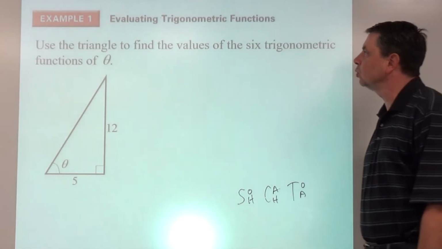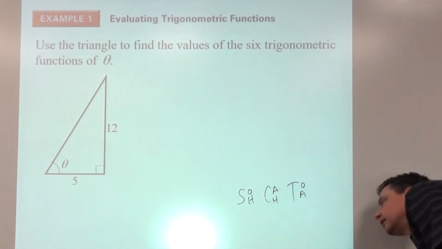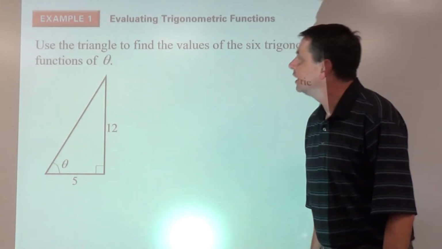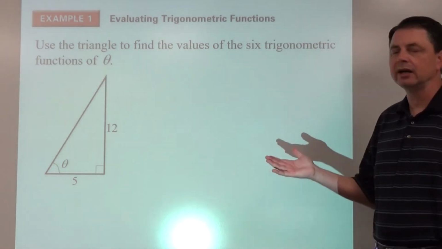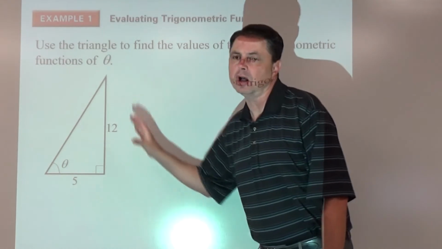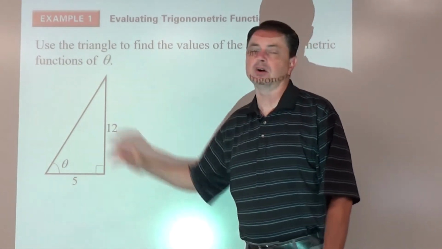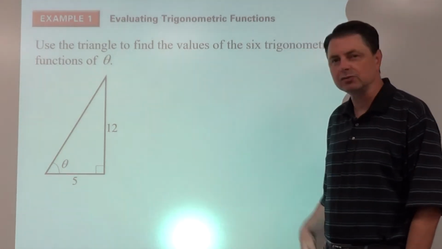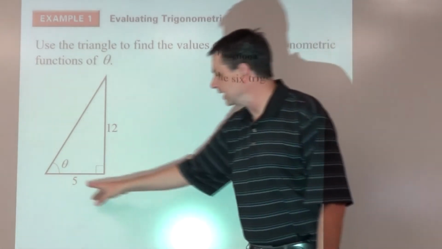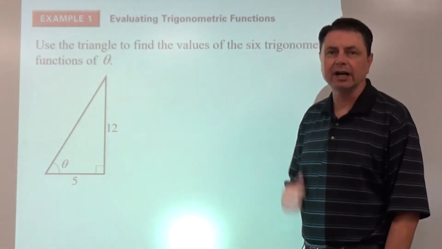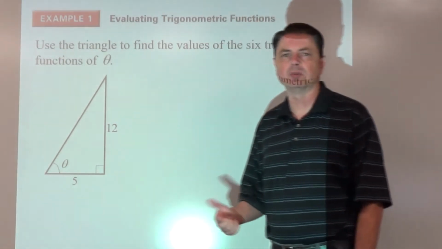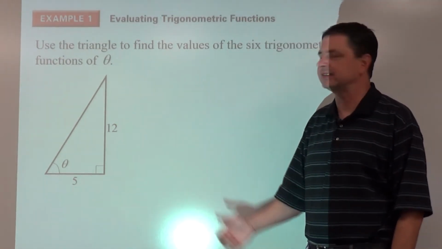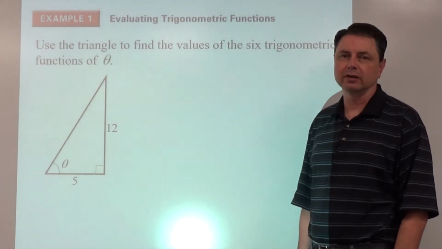So example number 1, use the given information here to find the values of the 6 trigonometric functions of theta. Well, if we do need to know all 6, we're going to need to know all 3 sides of the triangle. So that's where we have to start. It is a right triangle. It's designated by the box indicating the right angle. And we do have a missing side. So think about it for a moment. How would you find the missing side of our right triangle?